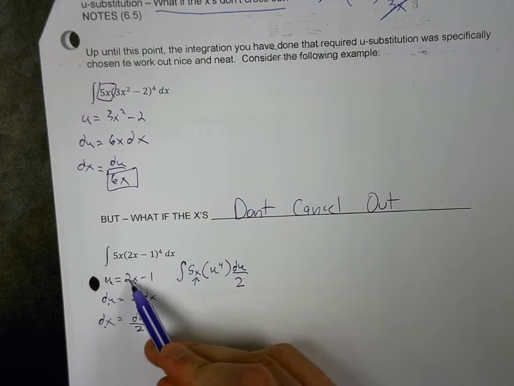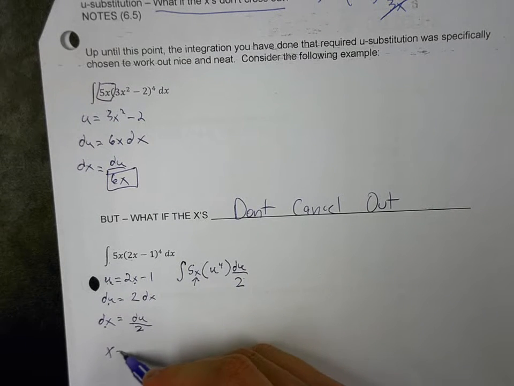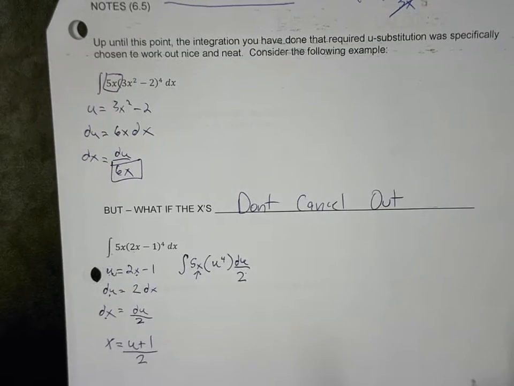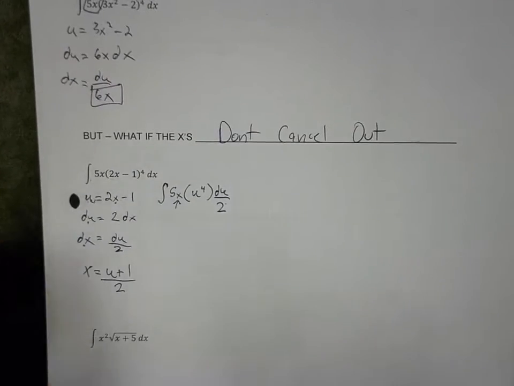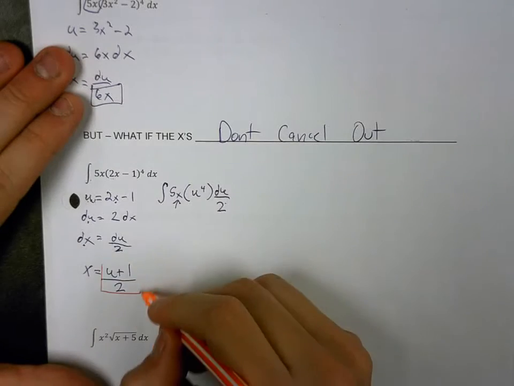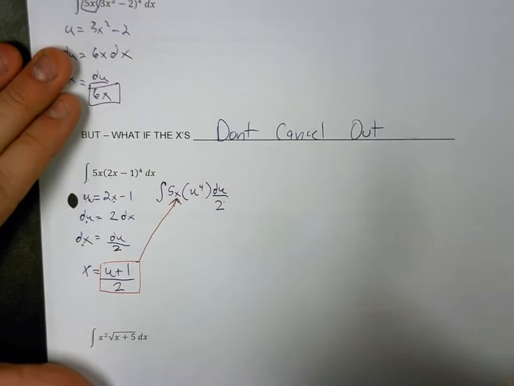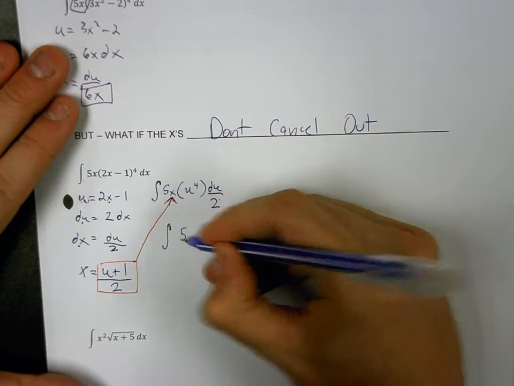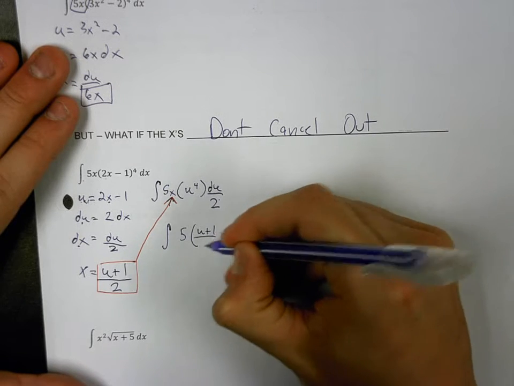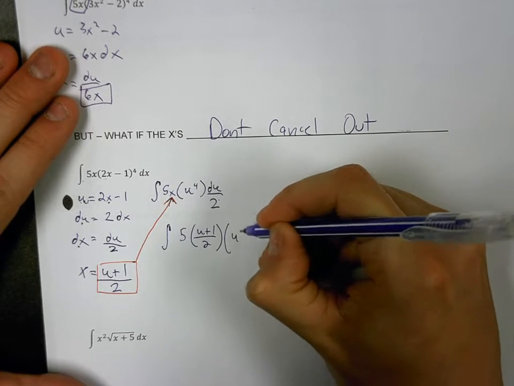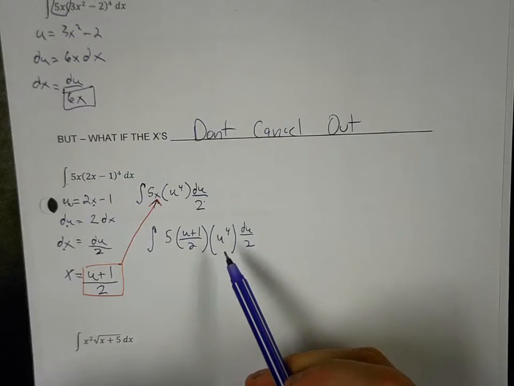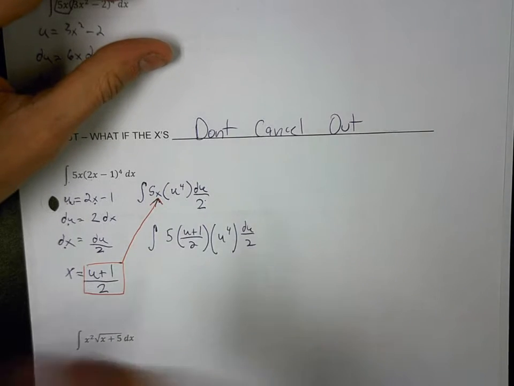Here's what I mean. U equals 2x minus 1. Let me get x by itself. So I'd add 1 over and then divide by 2, so it'd be u plus 1 over 2. So now we have not only u by itself, but x by itself. Okay? And we can then take this and insert it right there. And then everything will be in terms of u. For example, we'll be integrating 5 times u plus 1 over 2 times u to the 4th, and then du over 2 still.